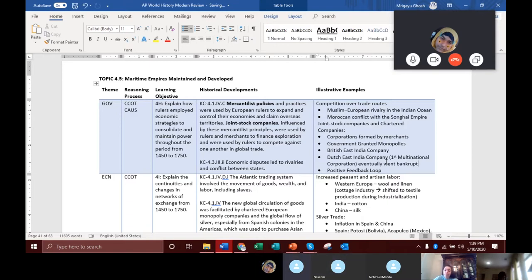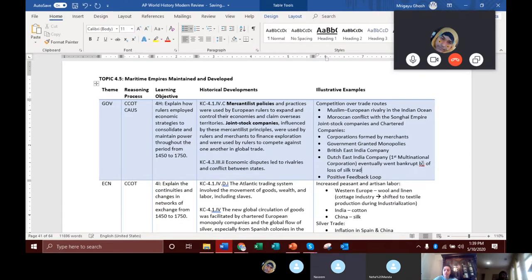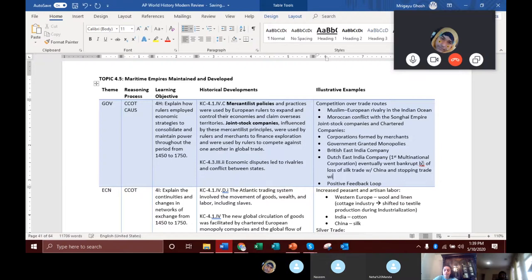It decreased trading with Japan and the loss of the silk trade with China. Okay, because of loss of silk trade with China and stopping trade with Japan. Oh, because remember there was Dutch learning, right? In Japan, I guess that must have stopped, right? Oh yeah. So maybe that would relate back to Dutch learning.